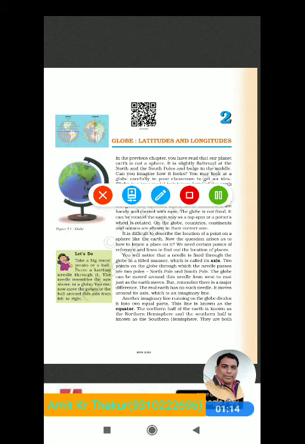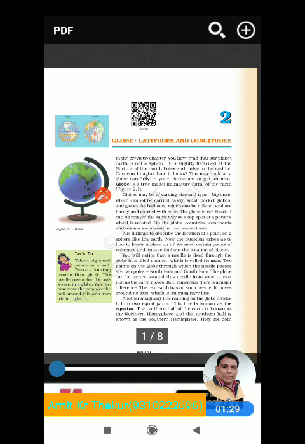Mainly Google Map works on latitudes and longitudes. How is Google Map made and how does it get the exact location of any place? Google Map gets the exact location of any particular place by using latitudes and longitudes. So today we will proceed further about latitudes and longitudes.